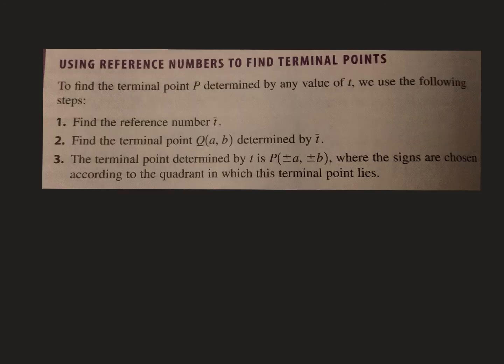All right, how to use reference numbers to find terminal points. 3 steps. Find the reference number, just did that. Find the terminal point, notated by that bar, and then you've got to figure out the signs based on the quadrant. So 3 steps. Find the reference number, figure out the terminal point, and figure out your signs based on the quadrant.